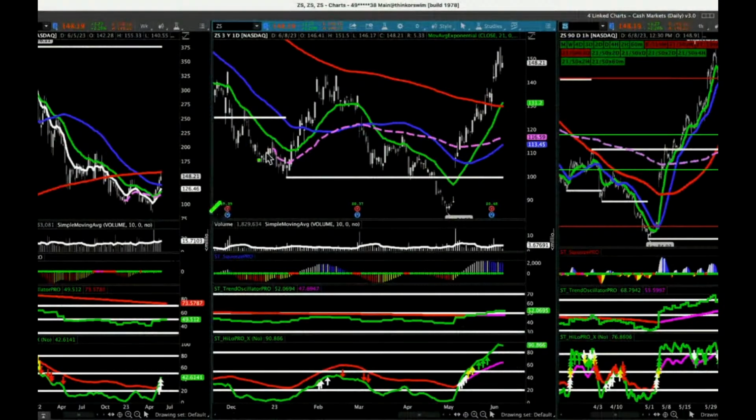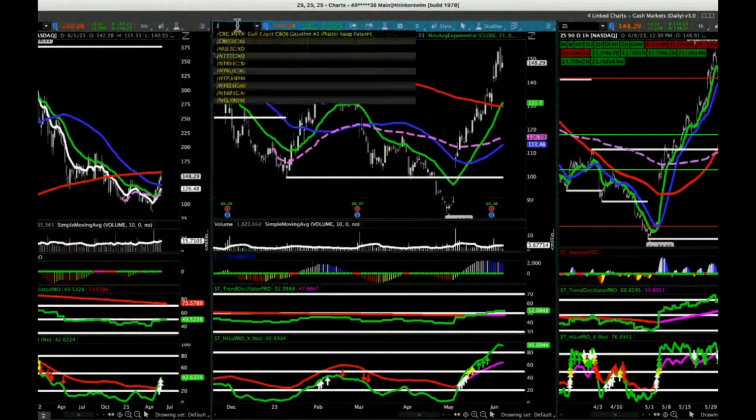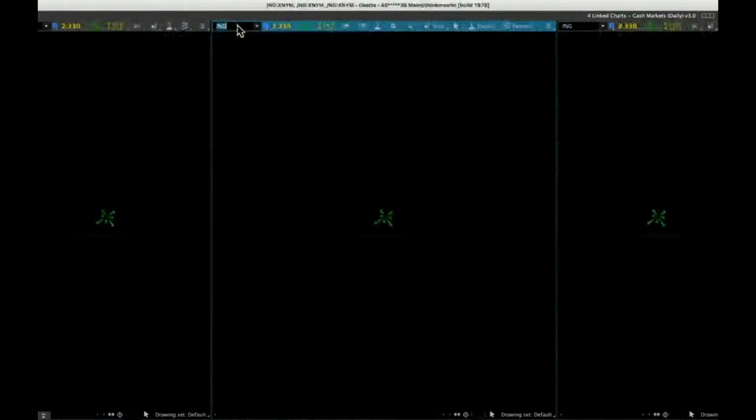Divergence for me would be price does this while momentum does that. Right? So I can give you an example. This is probably like the best example ever of a divergence.